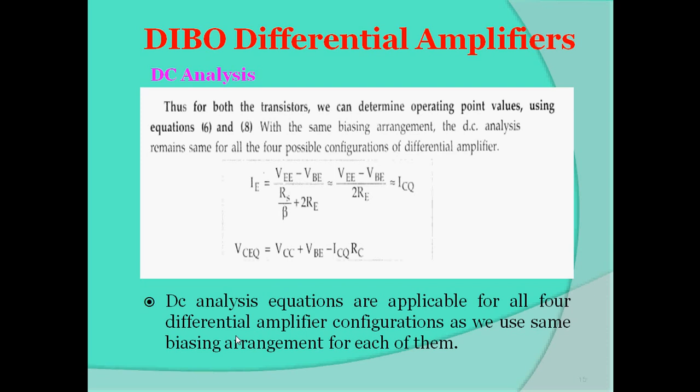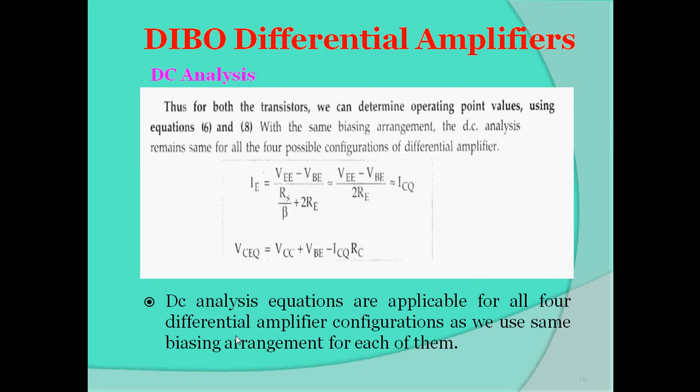Because of the same biasing arrangement, the DC analysis remains the same for all 4 possible configurations of differential amplifier. That is, once we find the DC analysis for the dual input balanced output differential amplifier, the same remains for the other 3 configurations: dual input unbalanced output, single input balanced output, and single input unbalanced output differential amplifier also.